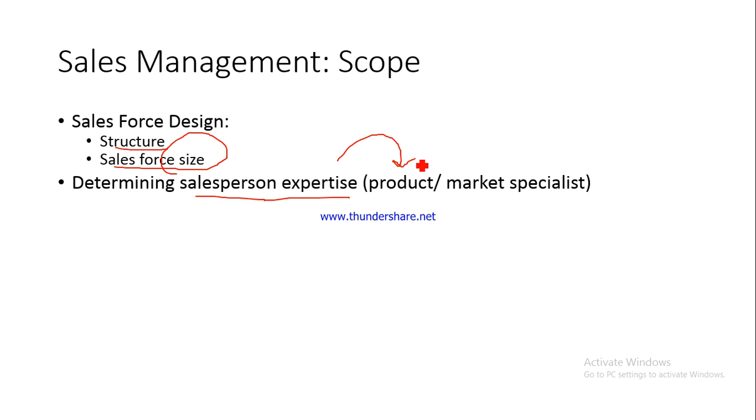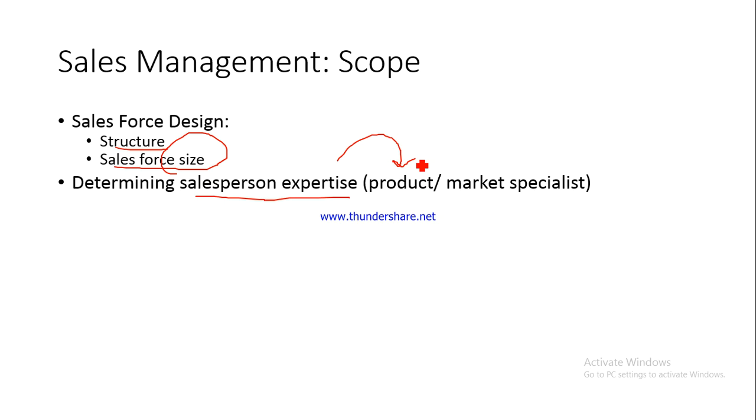Likewise, for example, consumer durable companies may have salespersons focusing only on selling refrigerators and televisions and other household items. On the other hand, there could be another set of salespersons dealing only with sales of mobile handsets, which happens a lot with companies like Samsung, right? So here the salesperson's expertise is basically decided on the basis of the product that they are able to sell. So this is one thing.